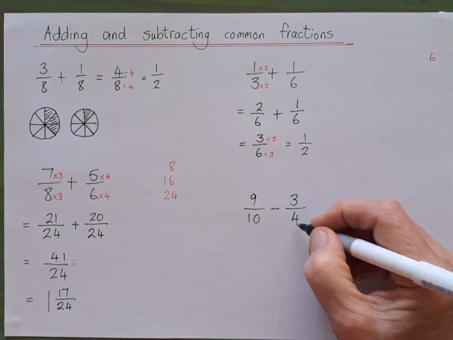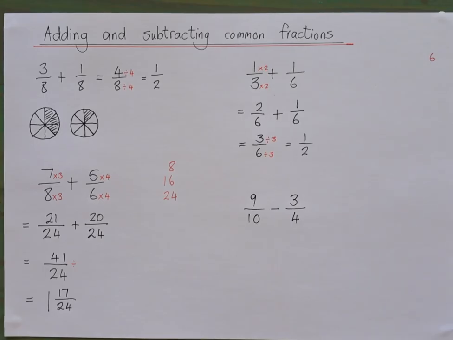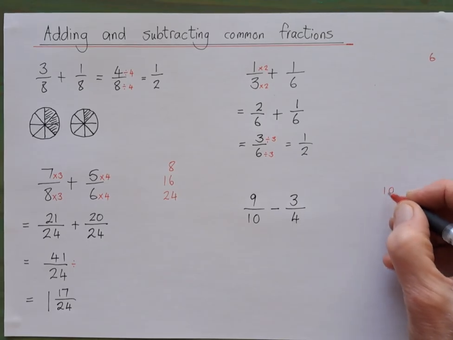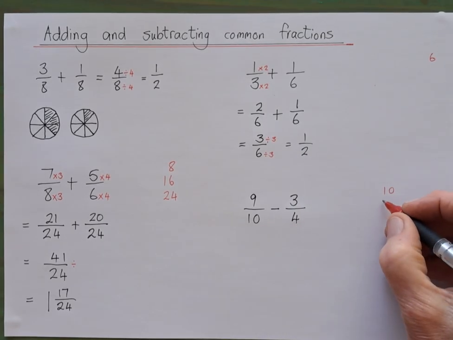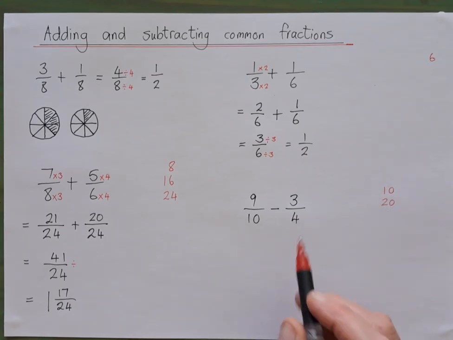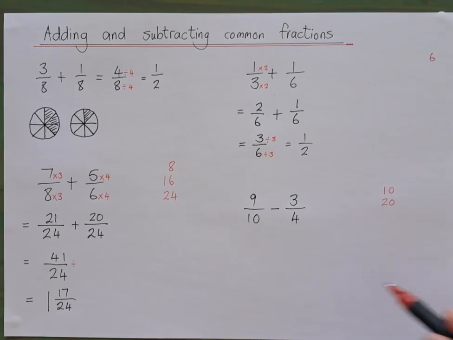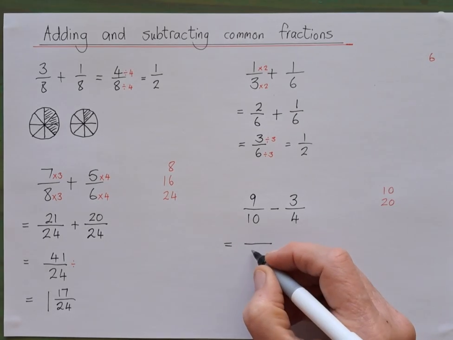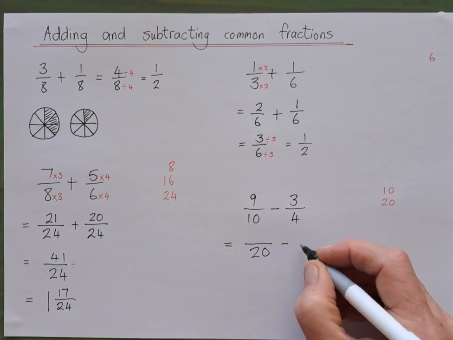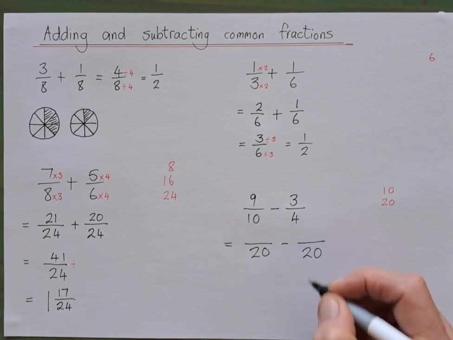And this time, instead of doing addition, we're going to do subtraction, and the method is actually exactly the same, except at one point you're going to subtract instead of adding. So looking at my two denominators, 10 and 4, which is the larger one, 10, so I start with that. Can 4 divide exactly into 10? No, it can't. Go to the next multiple of 10. Can 4 divide exactly into 20? Yes, it can. So now all I'm going to do is write down that I'm going to be working with something over 20 minus something over 20.